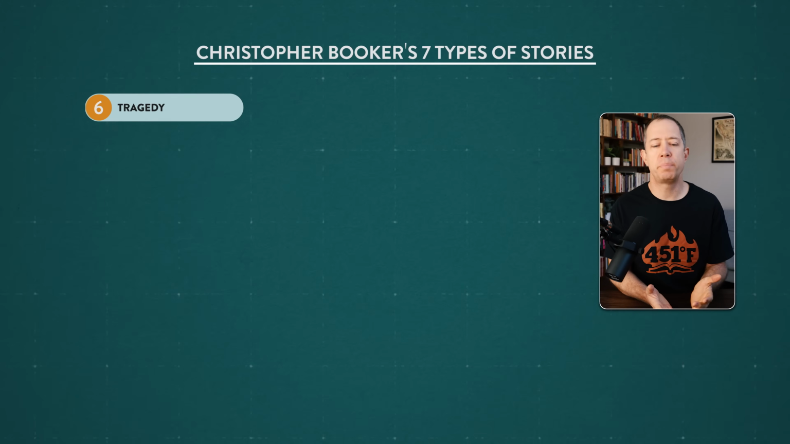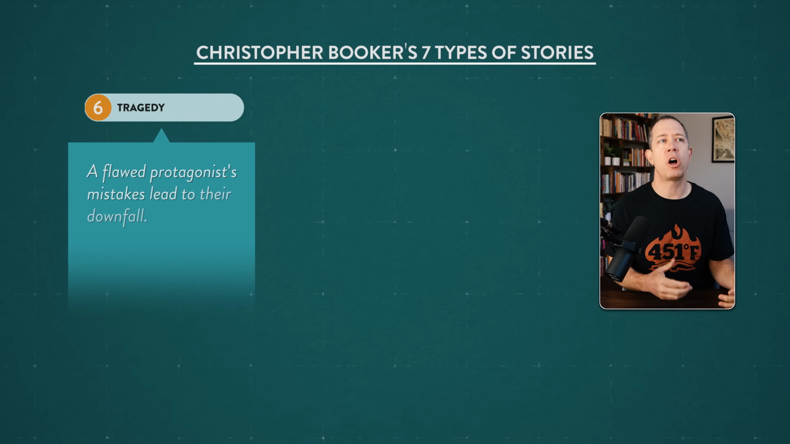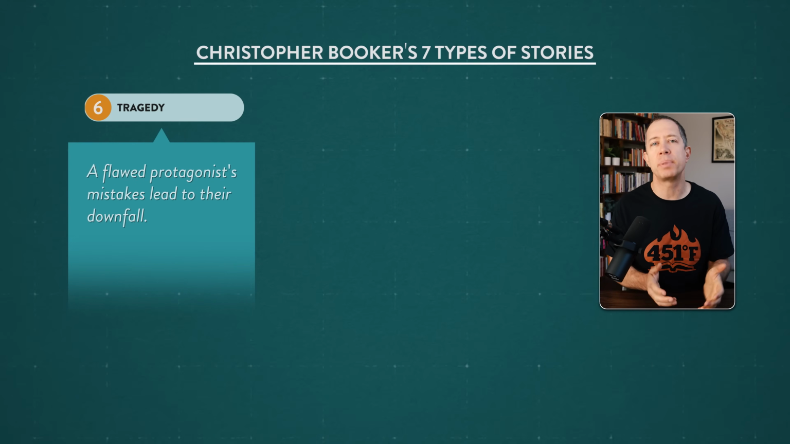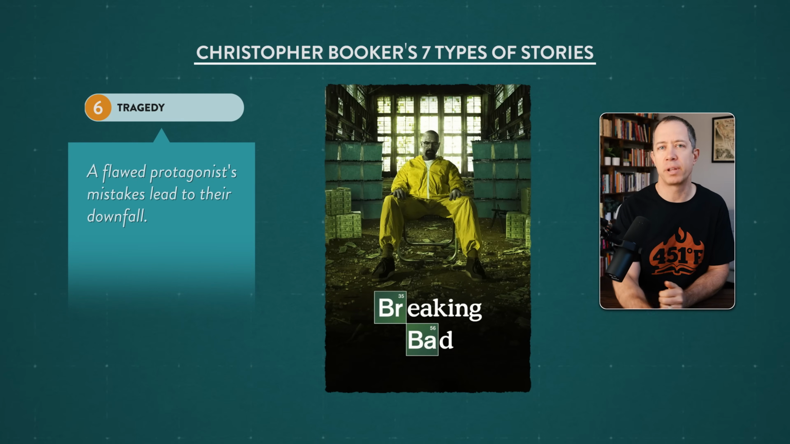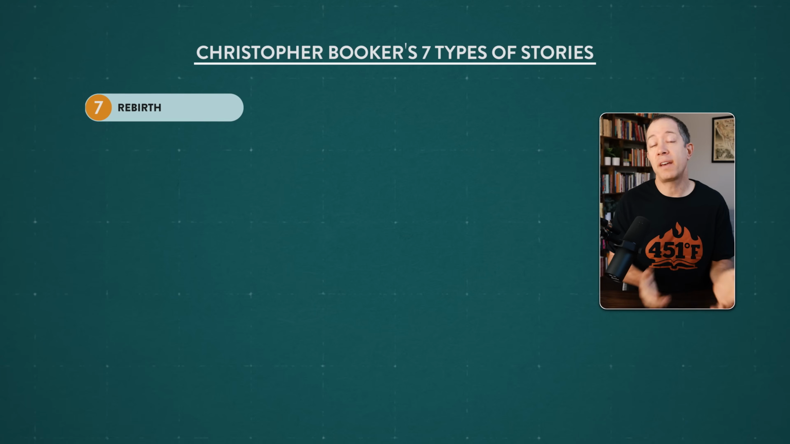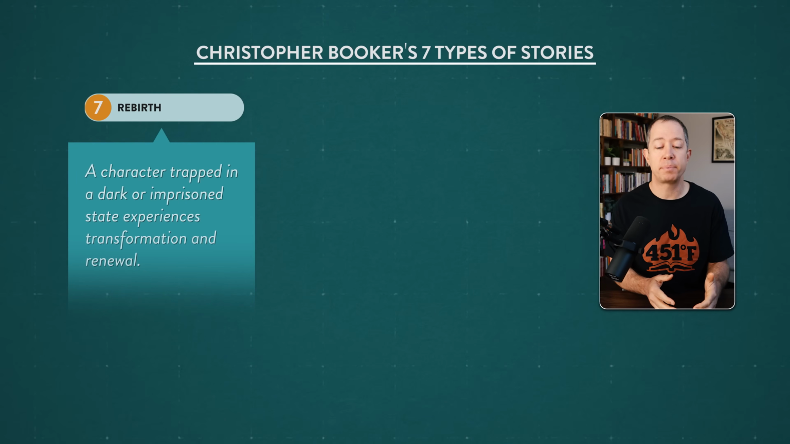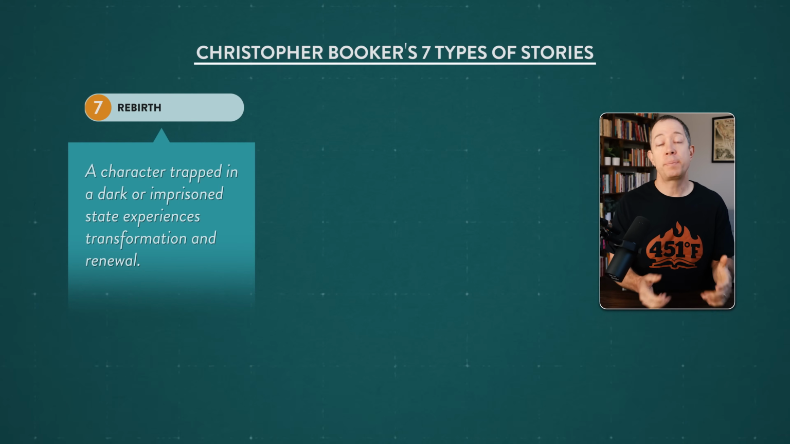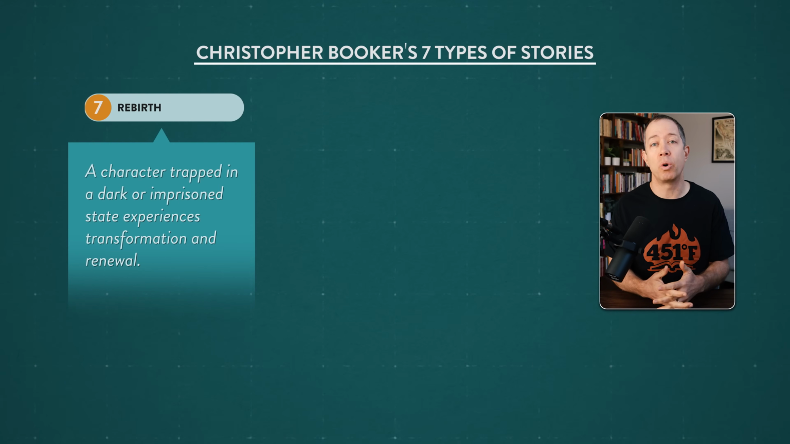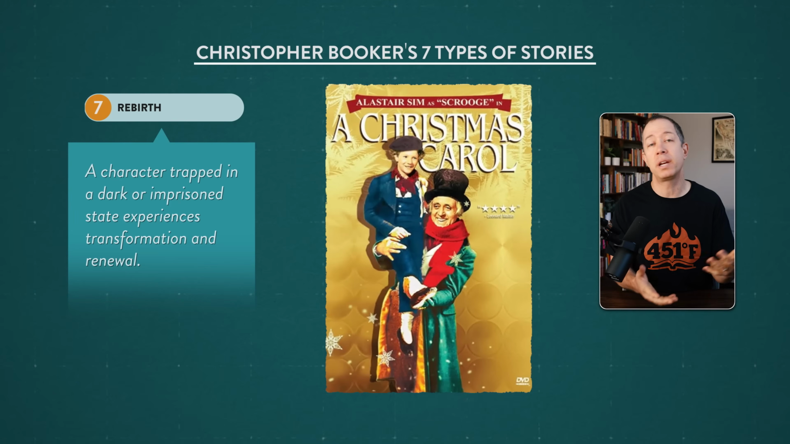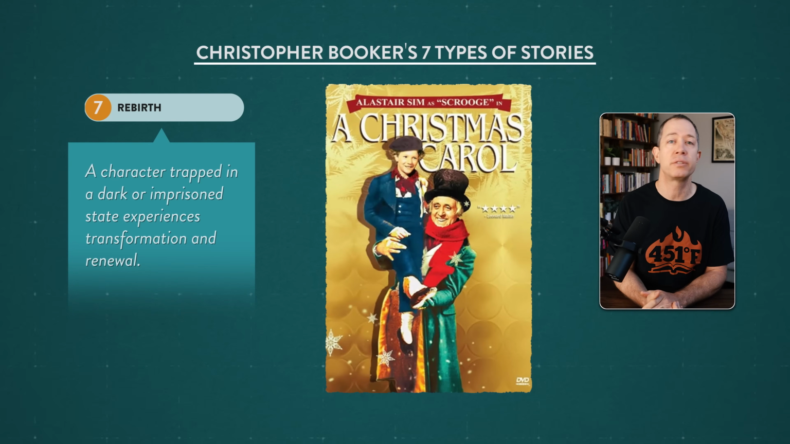And the 6th one would be a tragedy, where a flawed protagonist's mistakes end up leading to their downfall. A good example of that would be Breaking Bad. And then the 7th and final one would be a rebirth storyline, where a character trapped in a dark or imprisoned state experiences some kind of transformation or renewal. And a good example of this would be A Christmas Carol with good old Ebenezer Scrooge.